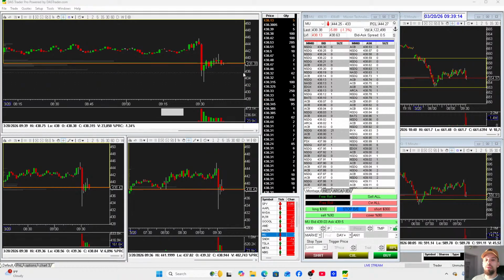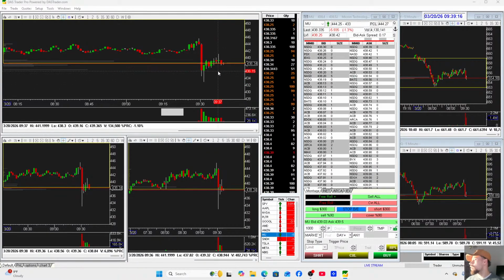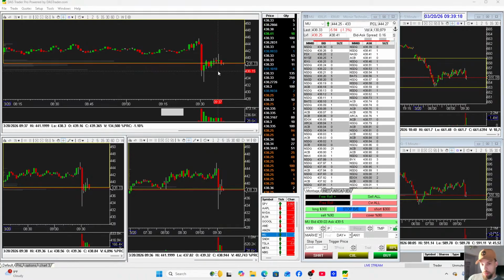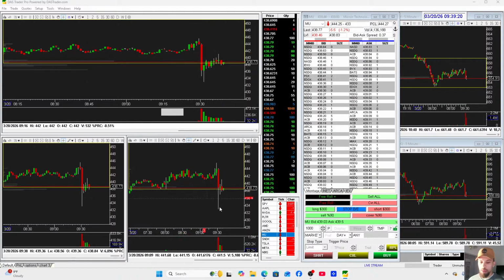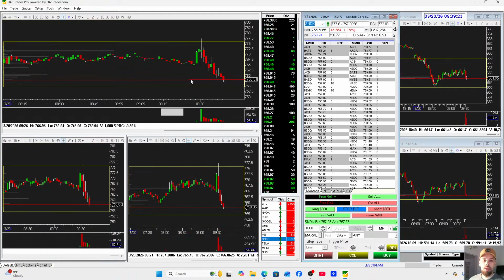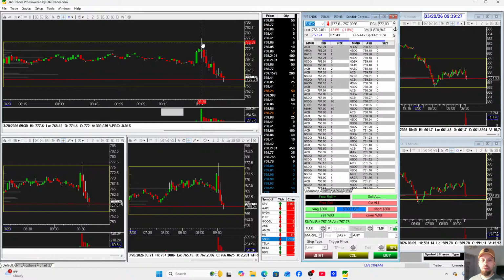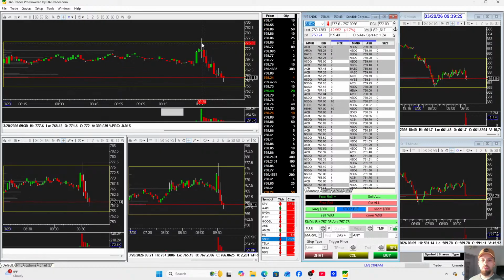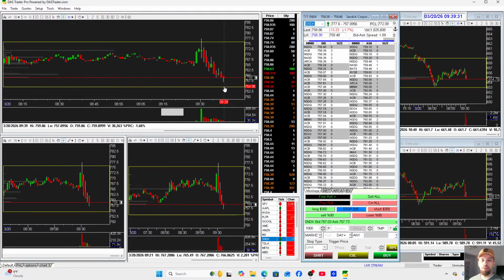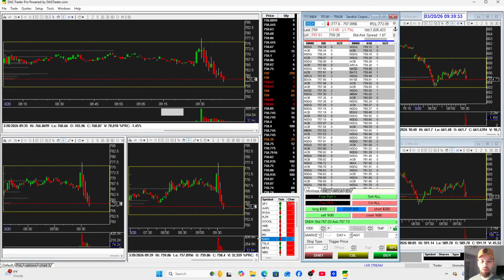Still just watching. Being patient with this one. SanDisk. Very beautiful traverse here. Look at that. Tested 7 and 7.5. It's definitely struggling now. It's almost made its way down to 754.